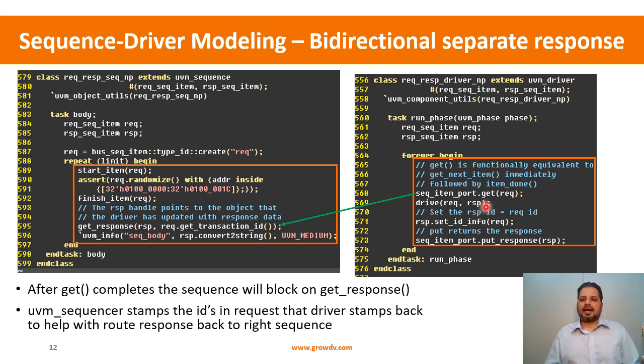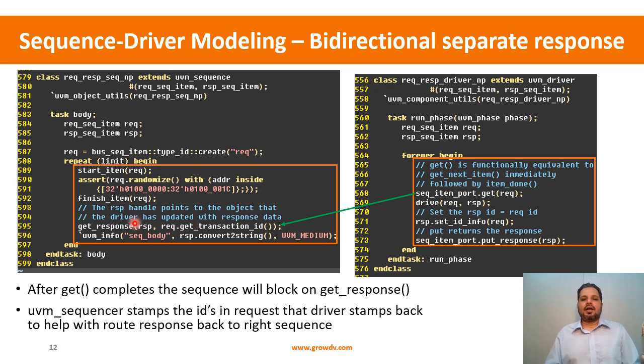After we have processed the request that we had received and gotten the corresponding response, we call a particular API called set ID info on the response, passing the request. This is the API that we had seen in the context of the sequencer. What it will do is take the sequence ID and the transaction ID that were stamped within the request and transfer them to the response. So in the response handle, it will stamp the same two IDs that the sequencer had stamped, okay?